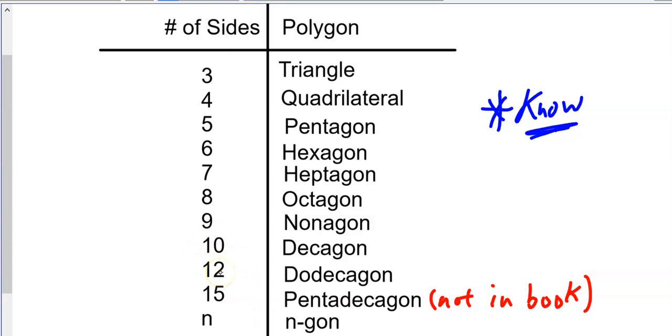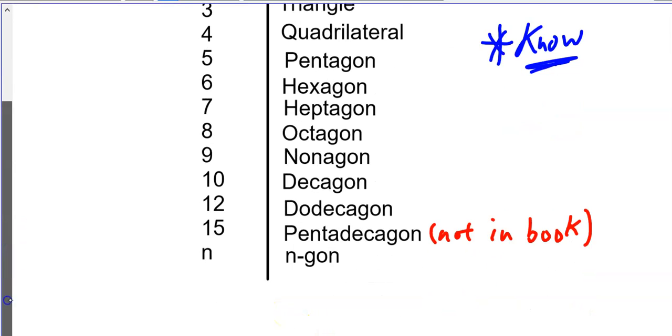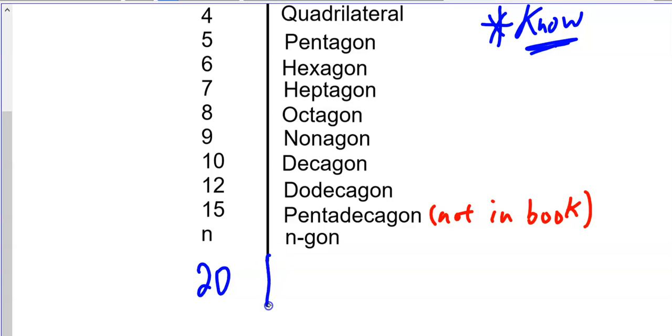Anything that's not on this list. Now there are some other names for some of these polygons, but this is what I'm requiring you to know, what's in the textbook. Besides the pentadecagon, I would like you to know that, but it's not in the book. If it's anything else, for example, if it has 20 sides, it's called a 20-gon. 30 is a 30-gon. 142 is a 142-gon. That type of thing. So again, if it's not on this list, it's the number-gon. That's how you would name that. So again, make sure you know this list.